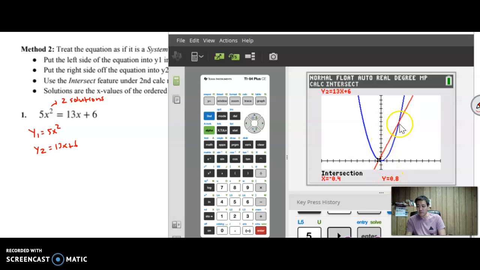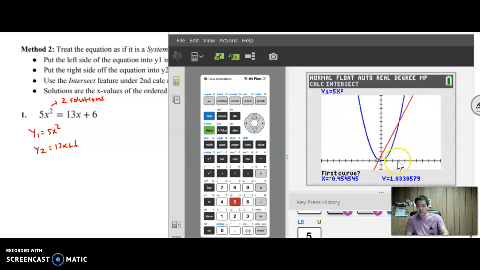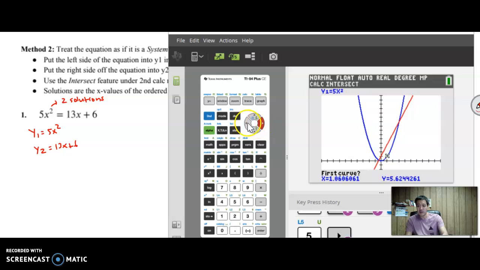So then how do we get this one up here, right? So I'm going to do that again, second calc, and I'm going to choose option 5 again. Now this time though, you gotta press the left and right arrows, and you gotta move that cursor to this general area of the intersection.